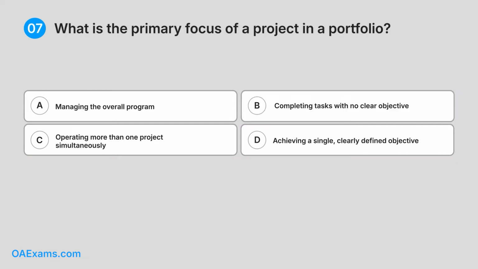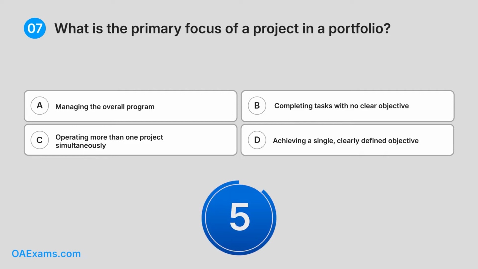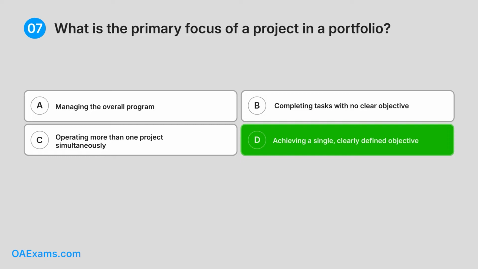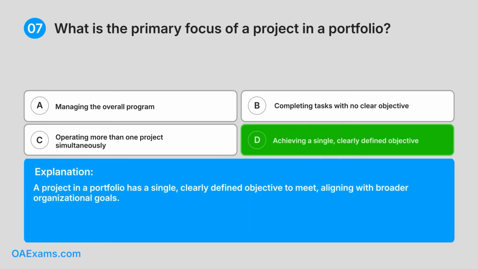7. What is the primary focus of a project in a portfolio? A. Managing the overall program. B. Completing tasks with no clear objective. C. Operating more than one project simultaneously. D. Achieving a single clearly defined objective. What do you think is the answer? Correct answer. D. Achieving a single clearly defined objective. Explanation. A project in a portfolio has a single, clearly defined objective to meet, aligning with broader organizational goals.